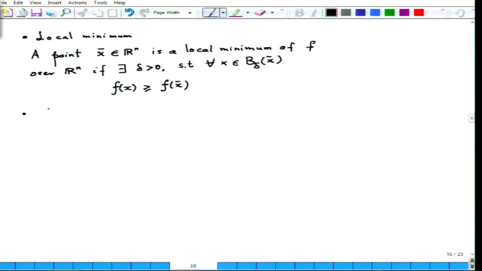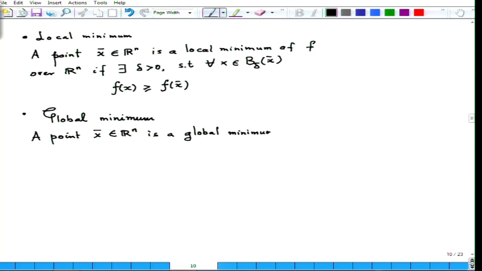So again, I'll give the definition. What do you mean by global minimum? A point x bar in Rn is a global minimum of F if F of x is bigger than or equal to F of x bar for all x in Rn.